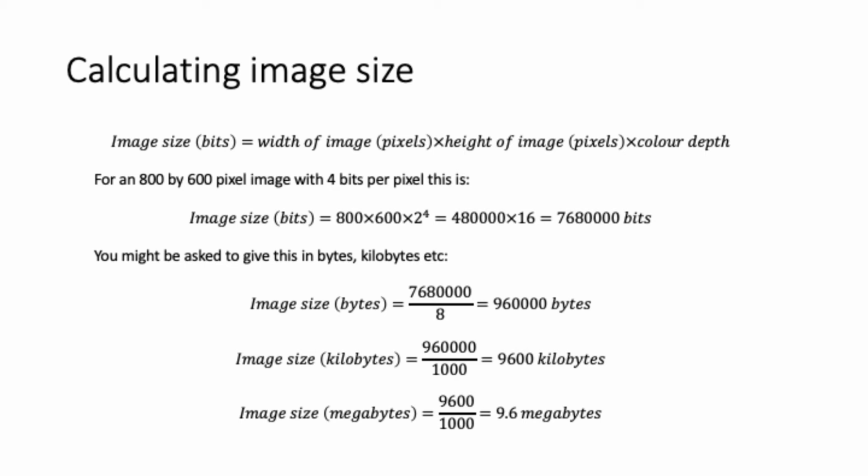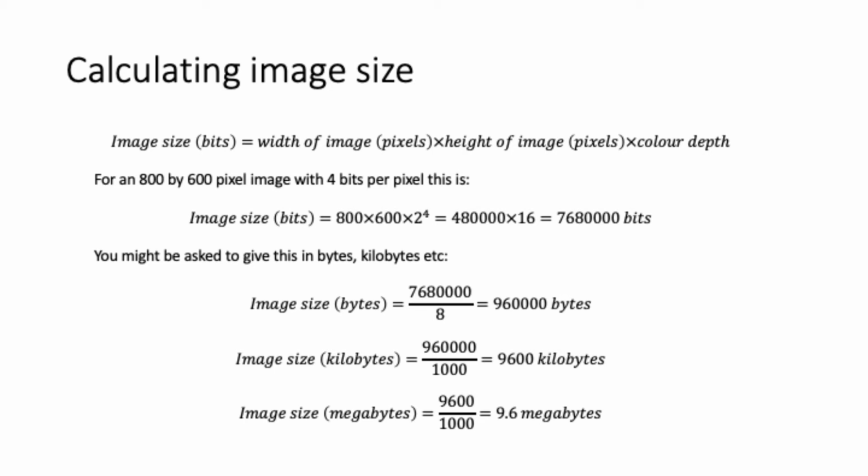There's an example for an 800 by 600 pixel image with 4 bits per pixel. Notice you have to do 2 to the power of 4. Don't just multiply by 4, but it has to be 2 to the power of 4. So 4 bits per pixel means every single pixel has 4 bits associated with it.